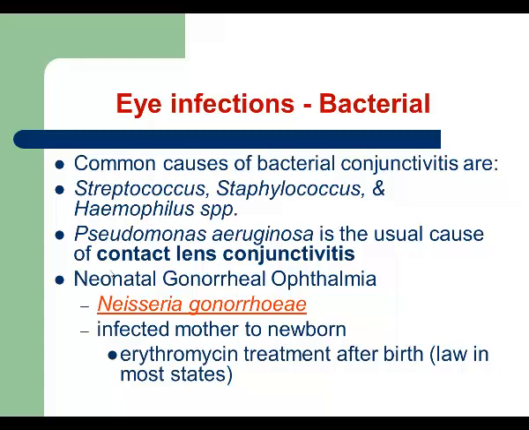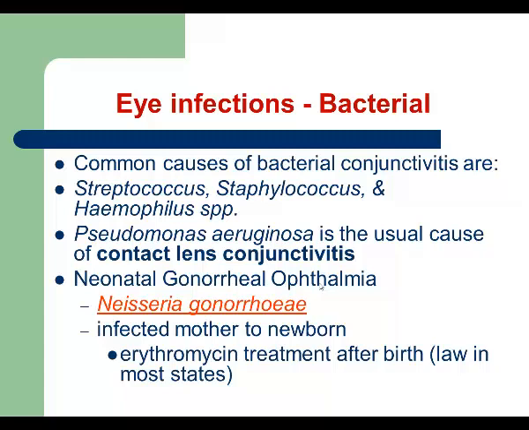Another bacterium that also can cause bacterial infection of the eyes of newborns is Neisseria gonorrhoeae. Neisseria gonorrhoeae is a gram-negative diplococcus, and it can infect adults and cause gonorrhea, which is a sexually transmitted infection. But if a female is infected with Neisseria gonorrhoeae and is pregnant, when the child goes through the birth canal, then the eyes of the child will be infected by Neisseria gonorrhoeae as well. And as a result, those children will develop what we call neonatal gonorrheal ophthalmia, or sometimes we call it gonorrheal conjunctivitis.